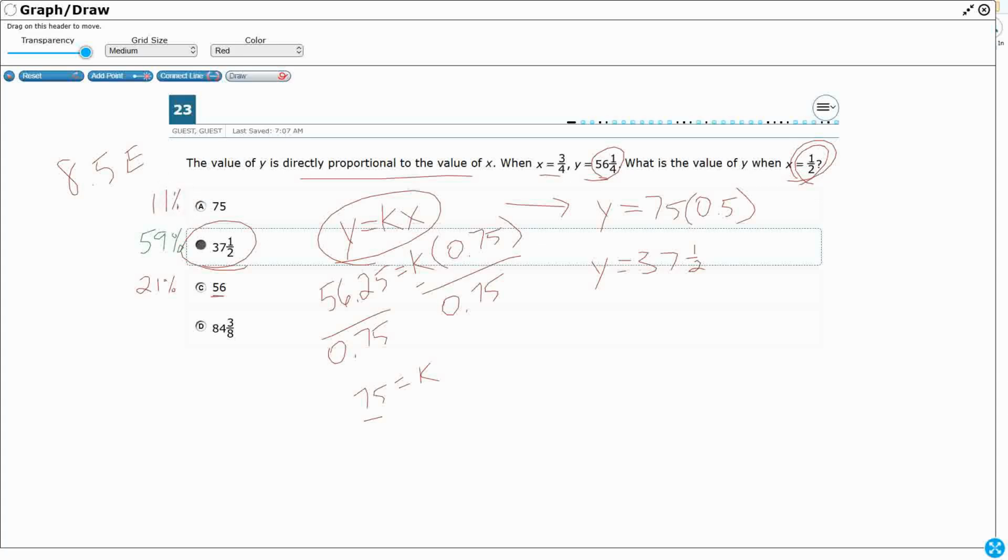A, we had 11%. And then you see the 75, they found the constant, right? A version of the constant. Our constant was 75 hundredths. They just found 75 and thought that was what they were looking for.